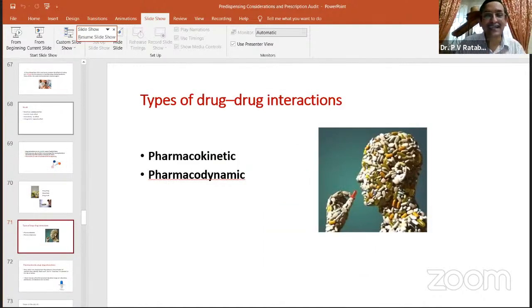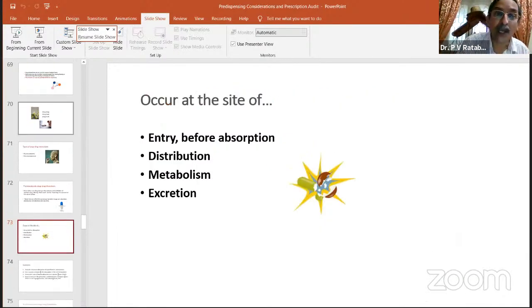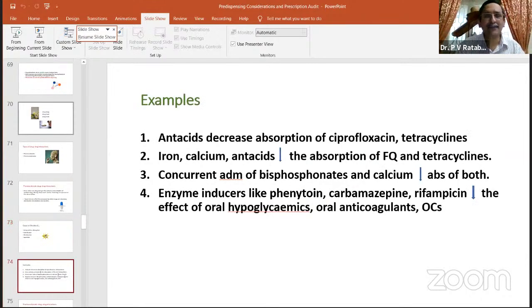Two main interactions are kinetic and dynamic. So kinetic drug interactions occur by processes like absorption, distribution, metabolism, and excretion. So they can occur at these particular sites. Some examples of kinetic interactions where you can play a role: antacids decrease absorption of ciprofloxacin and tetracycline. So if you get a prescription where antacids are prescribed along with ciprofloxacin or tetracyclines, you explain to the patient that this is wrong and convince the patient and don't prescribe.